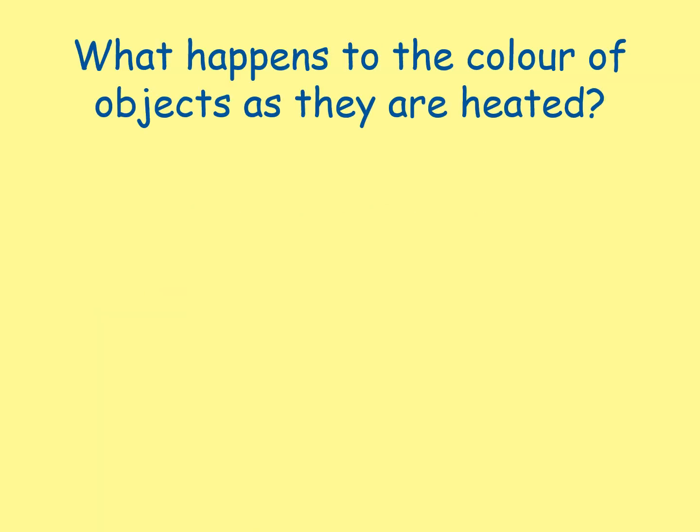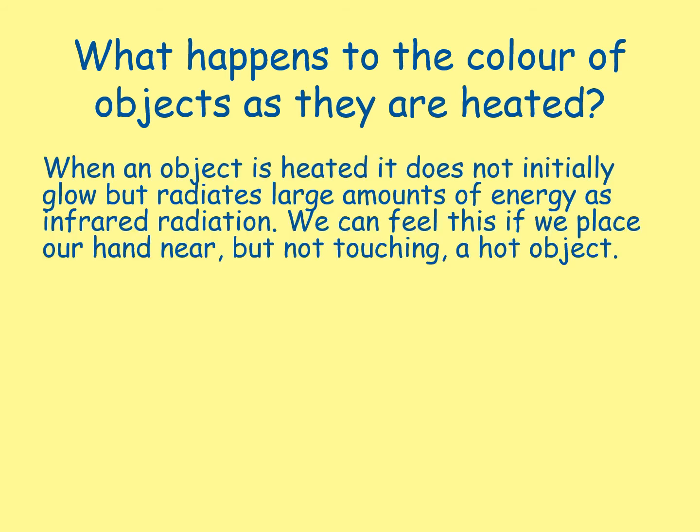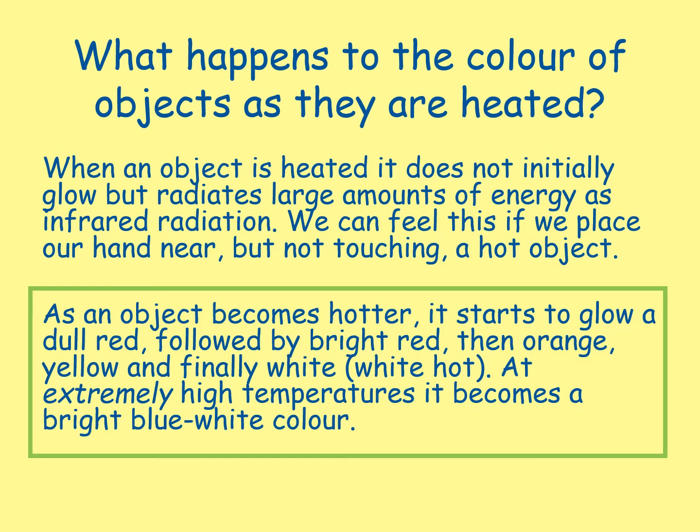What happens to the color of objects as they are heated? When an object is heated, it does not initially glow, but radiates large amounts of energy as infrared radiation. We can feel this if we place our hand near but not touching a hot object. As an object becomes hotter, it starts to glow a dull red, followed by a bright red, then orange, yellow, and finally white. This is why we call things white hot. At extremely high temperatures, it becomes a bright blue-white color.